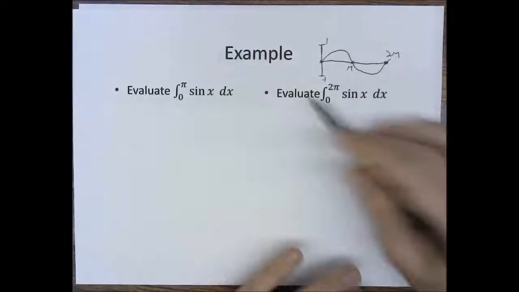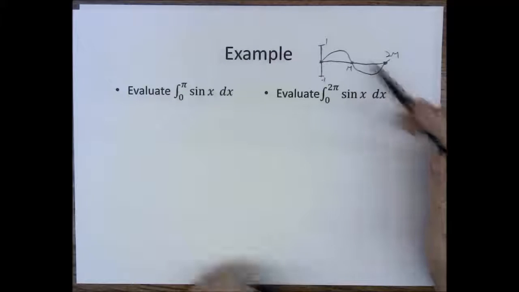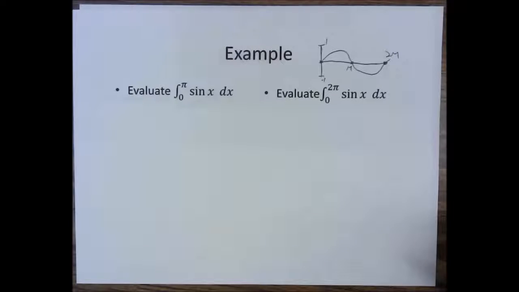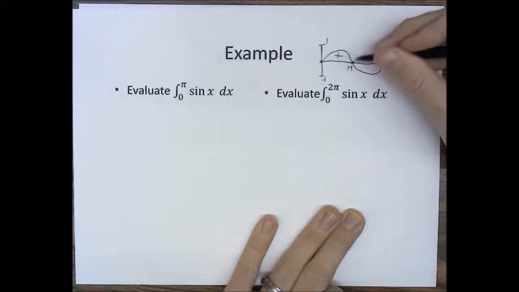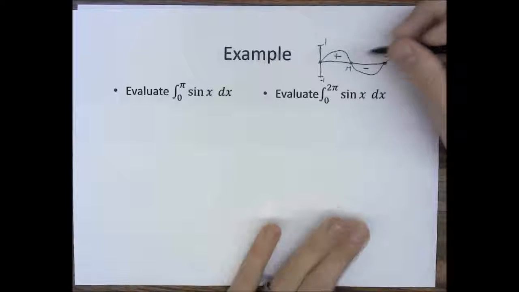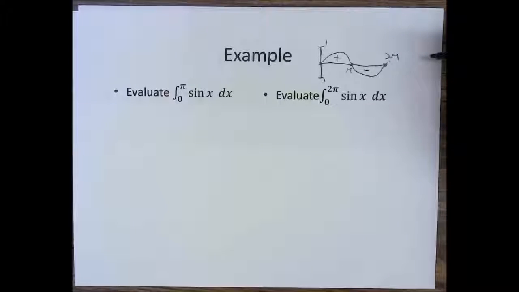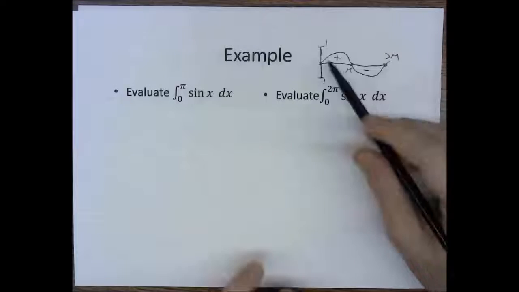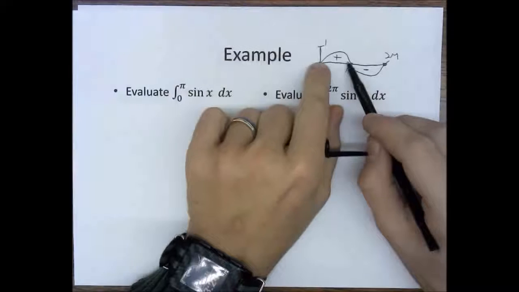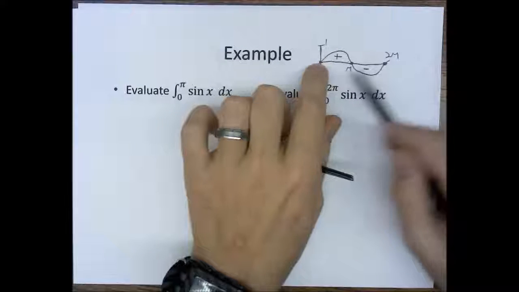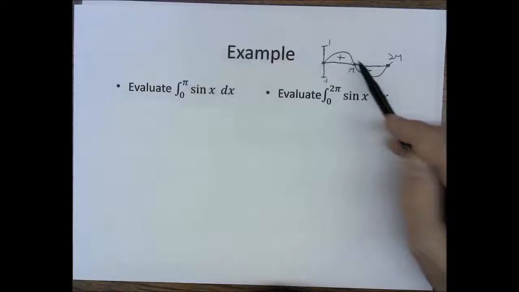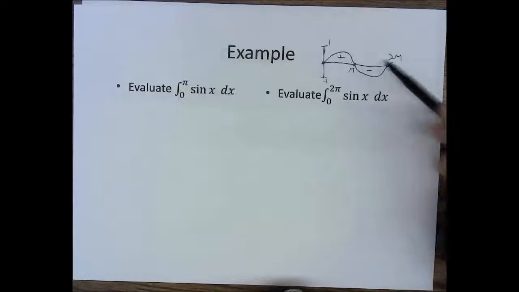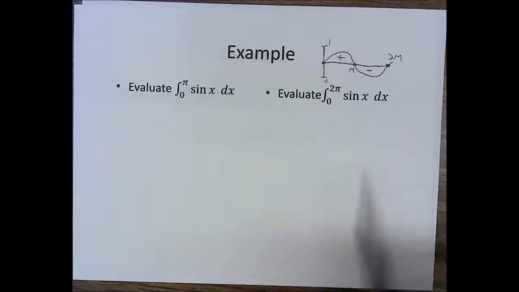Your graph looks like this. You've got 2 humps and they're supposed to have equal area. First hump has a positive area because it's above the x-axis. The second hump has a negative area because it's below the x-axis. If we take the integral from 0 to pi, you've just got the area of the one hump. If you take the integral from 0 to 2 pi, you've got the area of the first hump and the area of the second hump. One's positive, one's negative. They're going to cancel each other out. Your total area is going to be 0.